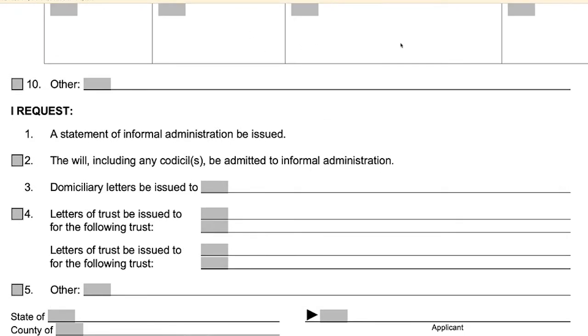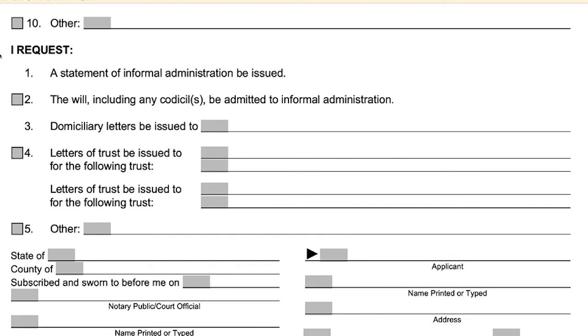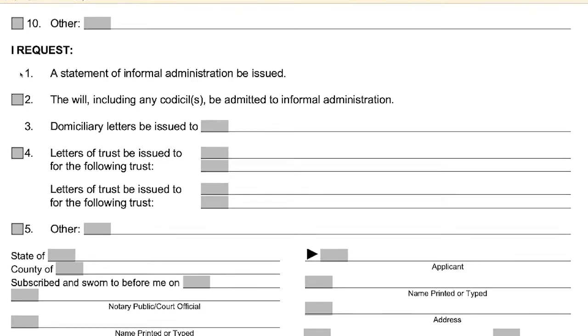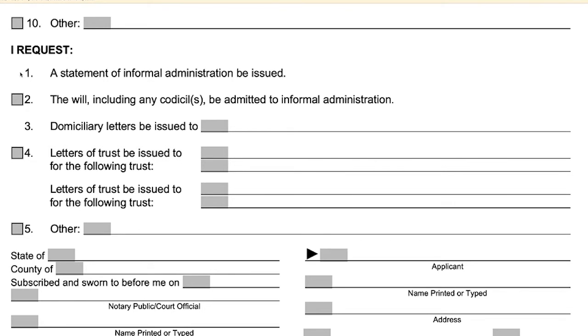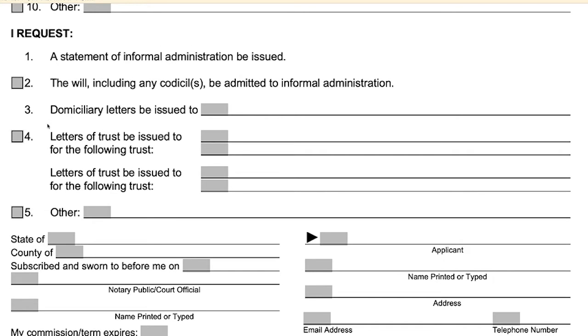So you've made your statements of basic information under oath, and then we get to the portion where you request from the court. Here's your request. You're requesting 1, that a statement of informal administration be issued. 2, that the will, if it exists, including any codicils to that will, if they exist, be admitted to informal administration. That domiciliary letters be issued to whoever is required to receive one. You will see forms accompanying 1801 showing you what to put in domiciliary letters.